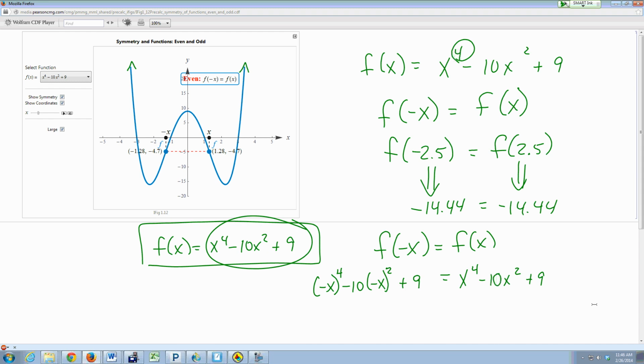So I have to figure out, how do I do this? Remember, this means this. That little dash means -1. And if I take -1 to any even power, what do I get as a result? 1. -1 to the 4th times x to the 4th gives me x to the 4th. So this becomes x to the 4th. What does -1 times x, the whole quantity squared, become?